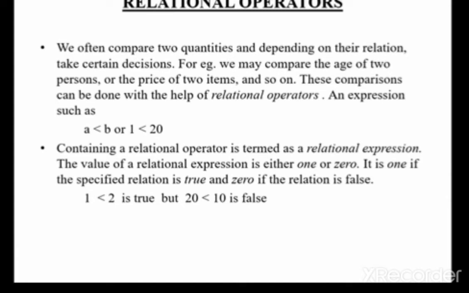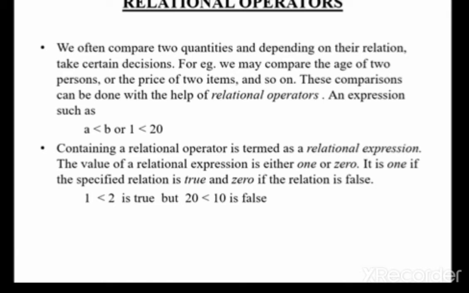Next, the relational operator. When we want to compare two quantities and, depending on their relation, take certain decisions. Now we compare a and b. If a is greater than b, we take the result a greater. If b is greater than a, we take the result b, greater number is b. Like that, when we compare two quantities and depending on their relation, we take certain decisions.